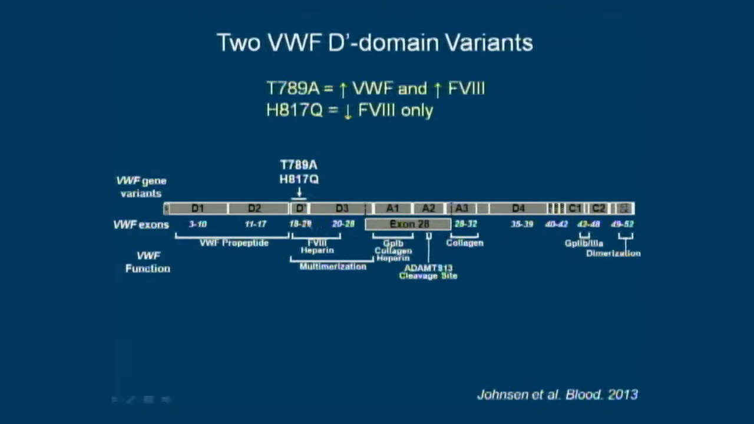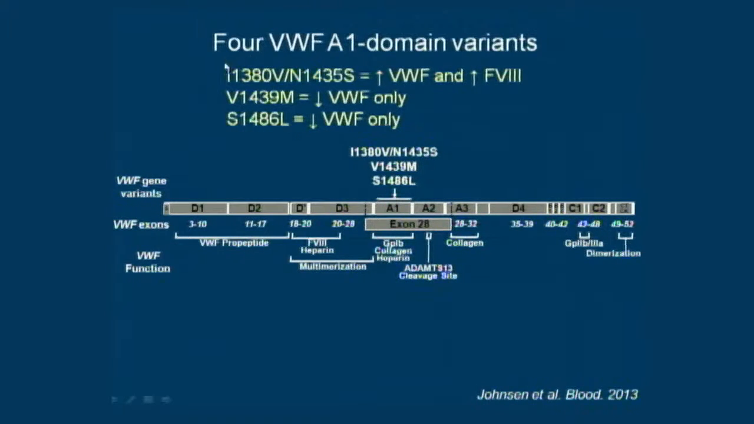At 789, if you change the threonine, then VWF and factor VIII are actually higher. And this was a very common variant; the MAF was almost that of a common variant. And then if you change a residue at 817, factor VIII is low, but VWF antigen is normal. And so that's something there. If you had started with a low VWF level and then added on top of that something that lowered factor VIII further, you might be thinking about a 2N mutation, except we know that we're finding it in normal people.